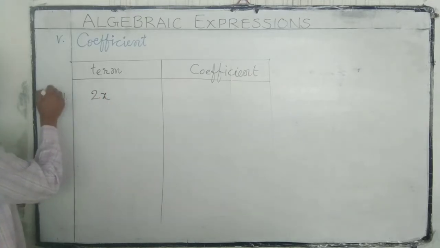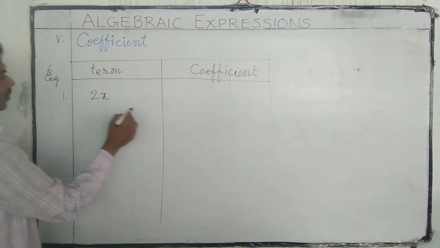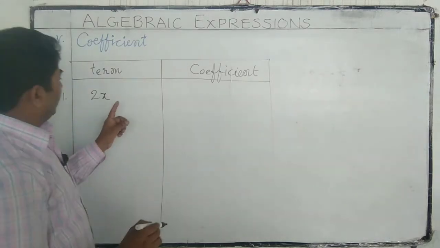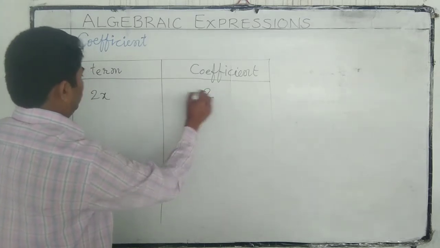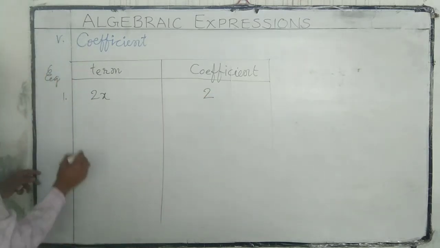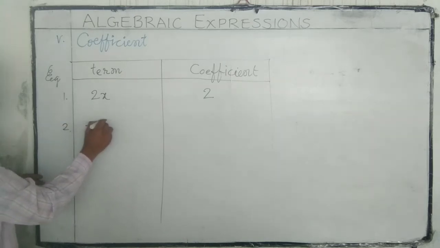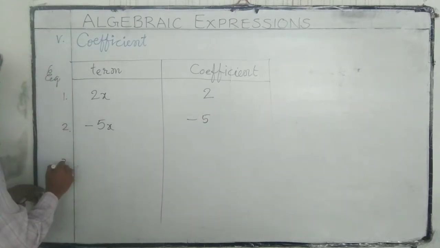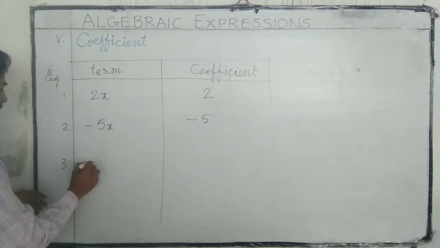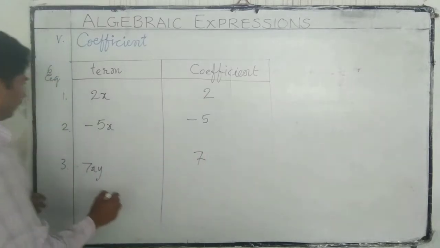2x. In this, coefficient of 2x is 2. Minus 5x, minus 5. 7xy, 7.